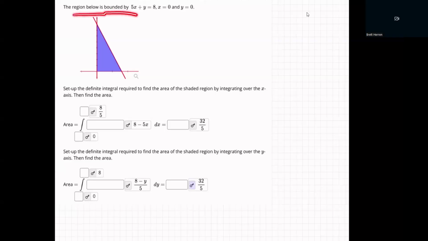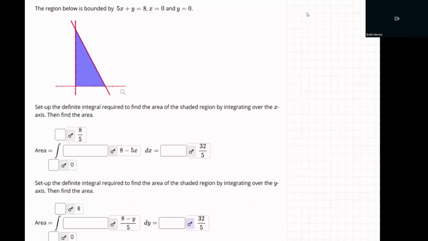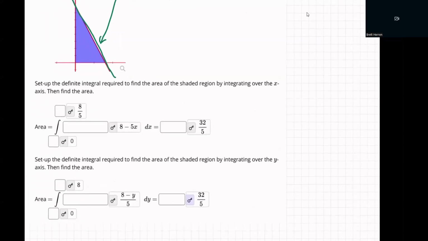The region below is bounded by 5x plus y equals 8, x equals 0, and y equals 0. So that means this equation is that straight line right there. Okay, and then we have x equals 0, y equals 0. It says set up the definite integral required to find the area of the shaded region by integrating over the x-axis, then find the area.